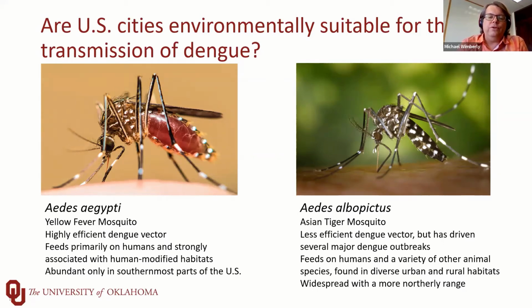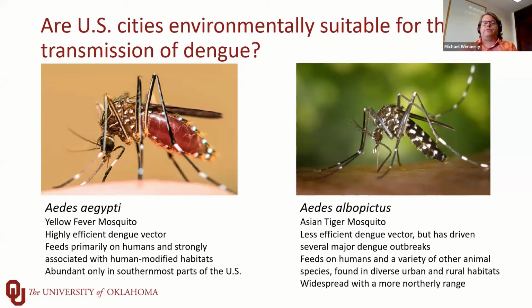But in the US, we have two potential dengue vectors. The big one is Aedes aegypti, the yellow fever mosquito. It's a very efficient vector, feeds mostly on humans, and is strongly associated with human habitats. Fortunately, we don't have a lot of Aedes aegypti. It tends to be found in high abundances only in Florida and other places that are pretty close to the southern border of the US.